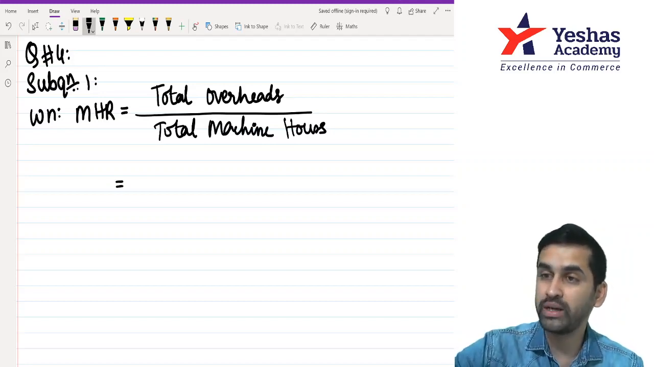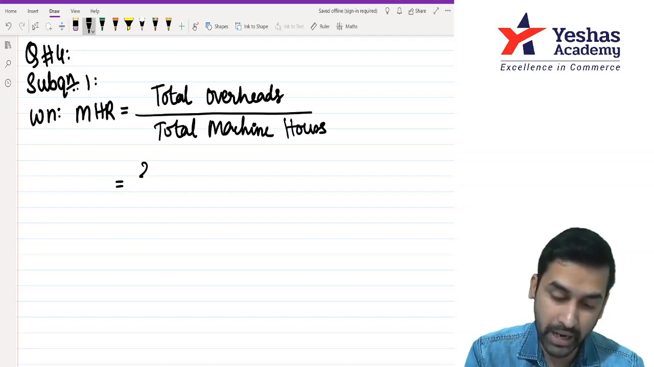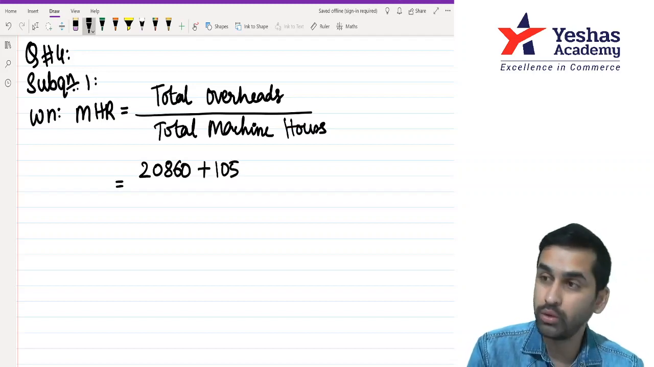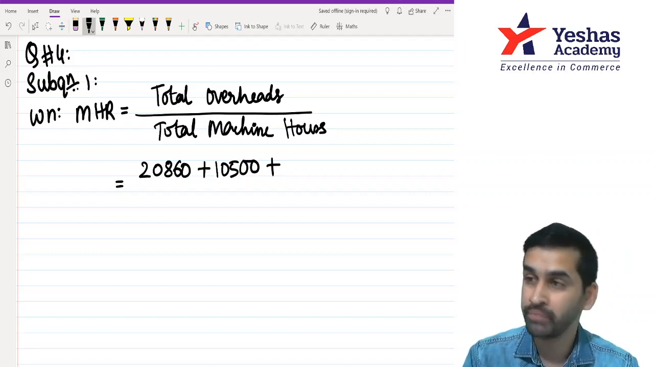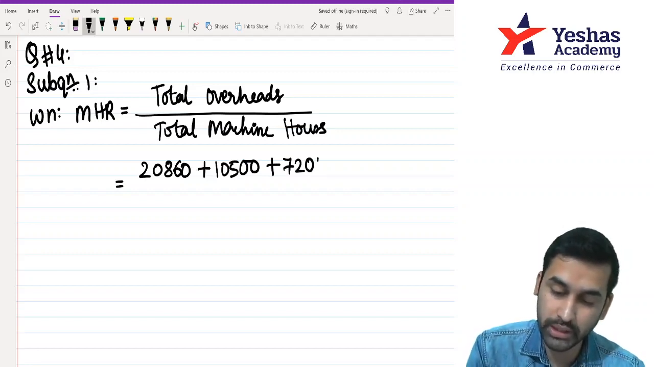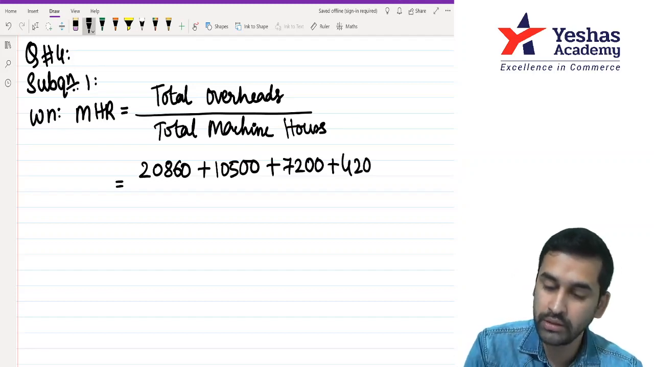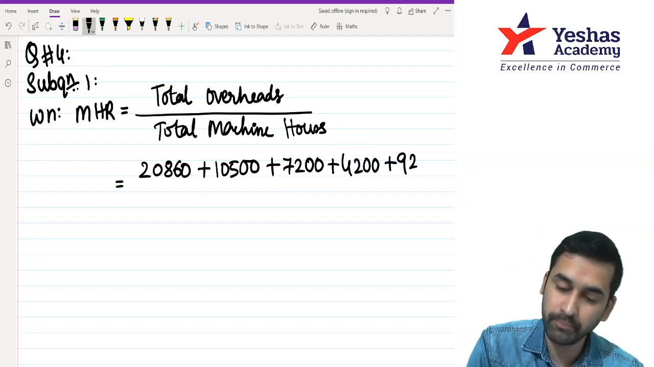How much is total overheads? Straight away it's not given, but you have to add those 5 numbers, then you will get it. Let me add all that. 20860 plus 10500. Correct? I'm copying from the second table. 7200, then 4200, and then 9240.